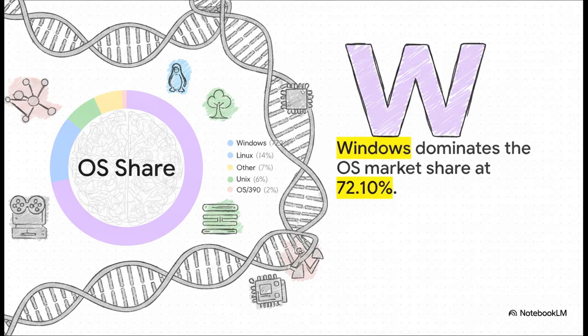If we look at the DNA of these machines by checking out operating system market share, you can see just how dominant the Wintel branch is. Windows holds a massive 72.1% majority. The rest of the ecosystem is carved up among Linux at 13.6%, Unix, OS/390, and a few others. It's a pretty fascinating look at how these digital brains populate the globe.